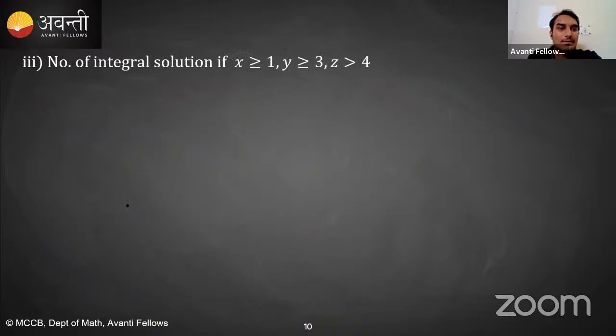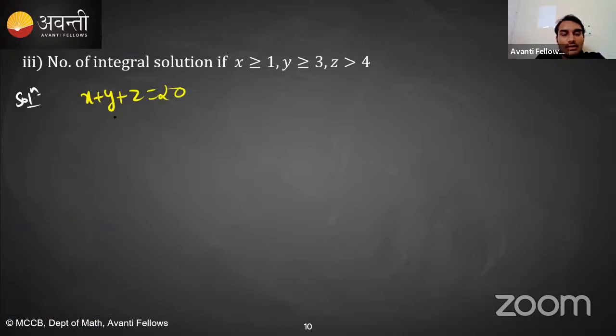What does the third part say? Number of integral solutions if x is greater than or equal to 1, y greater than or equal to 3, z greater than 4. So what was the equation first? The equation was x plus y plus z is equal to 20. We still need integral solutions if small x is greater than or equal to 1, y is greater than or equal to 3 and z is greater than 4. Okay, no problem. How will we do it?